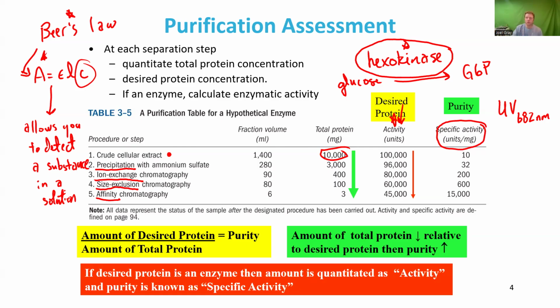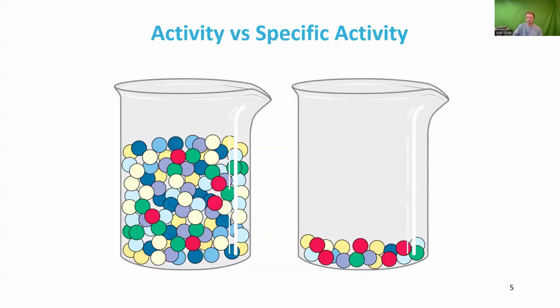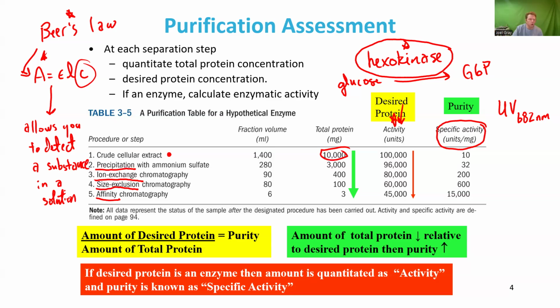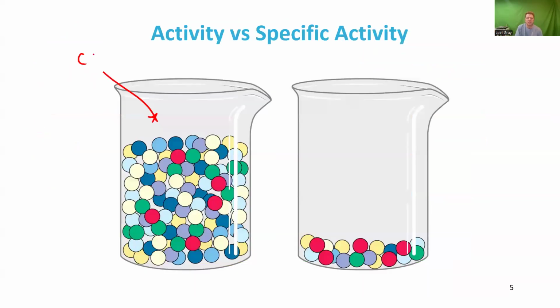Now, I tried to explain this same sort of principle the other day using candies, but here we've got two different beakers. This beaker on the left is basically your whole cell extract, or your crude cell extract, your CCE. And all of these different marbles or balls represent different proteins. If you're trying to enrich for or isolate the red balls, let's take a look. This crude cell extract, I see 1, 2, 3, 4, 5. I see 5 red marbles.